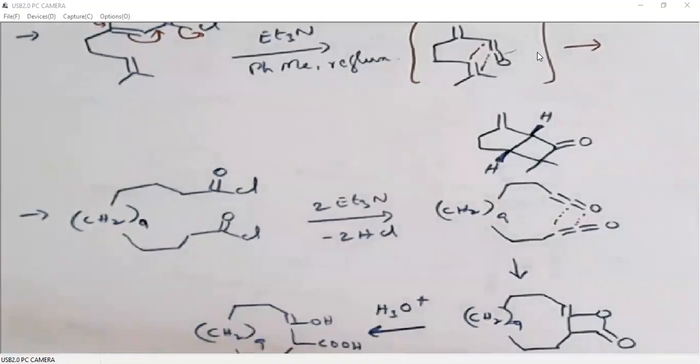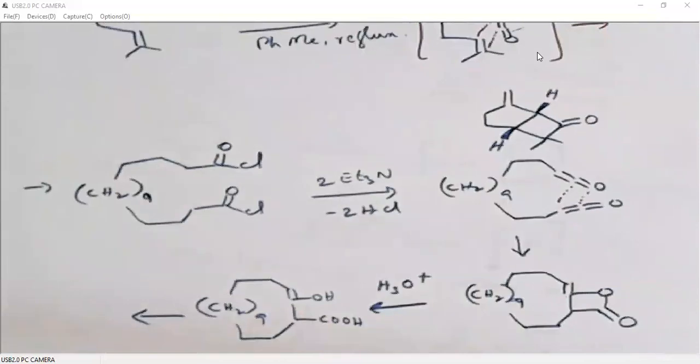Since it is an enol, it will be converted to ketone. I think better I'll write all of them. 1, 2, 3, 4, 5, 6. So this enol can be converted to ketone, right? So tautomerization will obviously occur here.